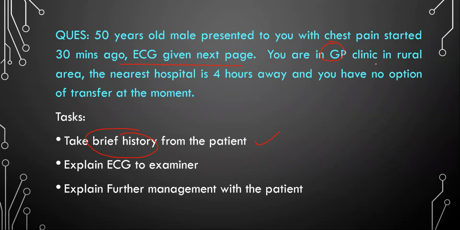Usually it will never happen in a GP clinic. There will always be a rural hospital nearby. So I think in the exam questions, you get that you are in a rural hospital and the nearest tertiary hospital is 4 hours away. There are GP clinics like this, where even within the nearest 4 hours there is no rural hospital. There are GP clinics in the remote areas as well.